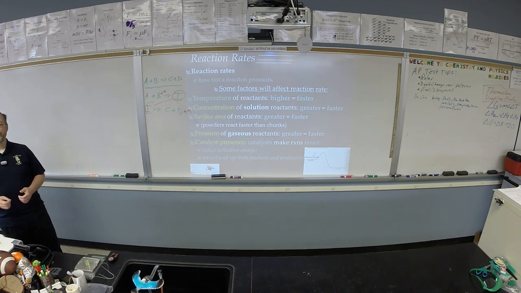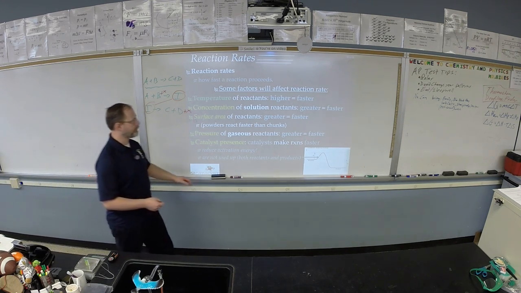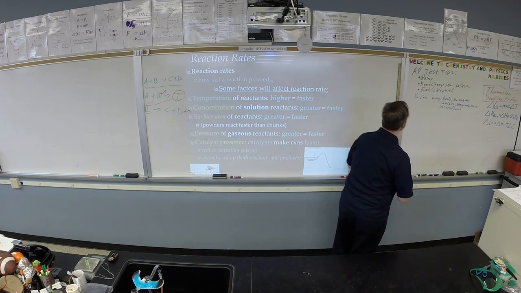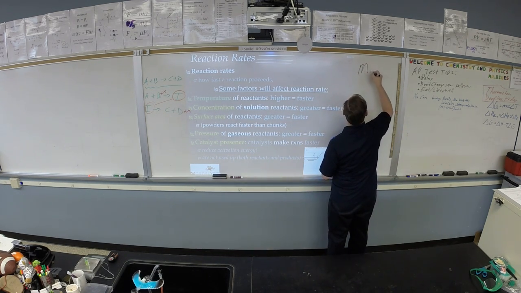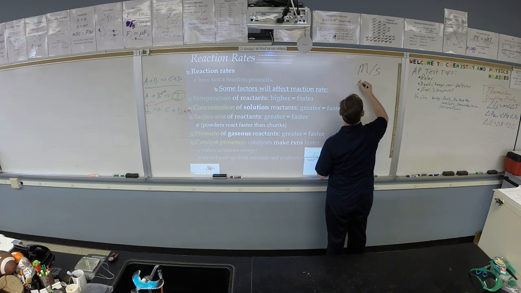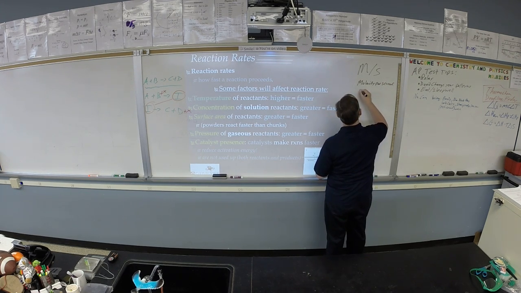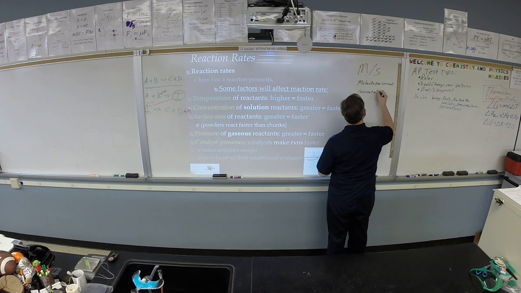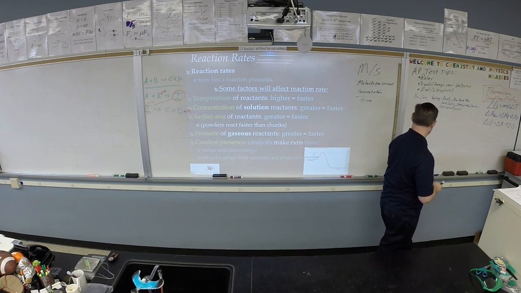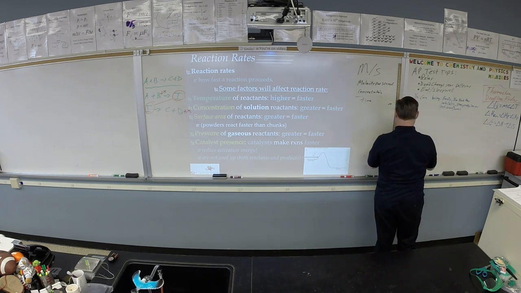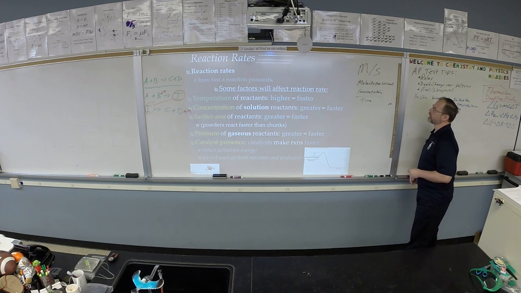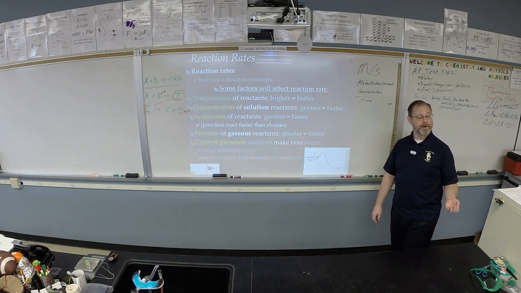When we're talking about reaction rates, we're talking about how fast the reactants get used up and how fast the products get made. They always have the unit, write this down, they always have the unit of molarity per second. So, concentration over time. So they have the unit concentration divided by time.